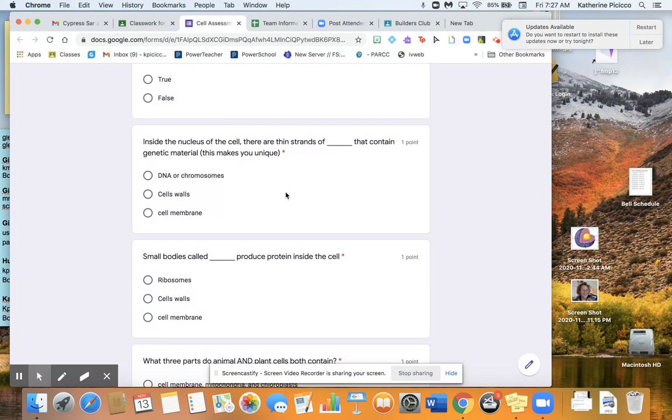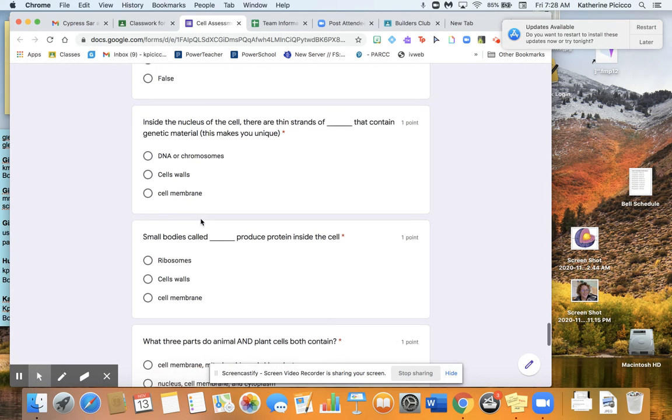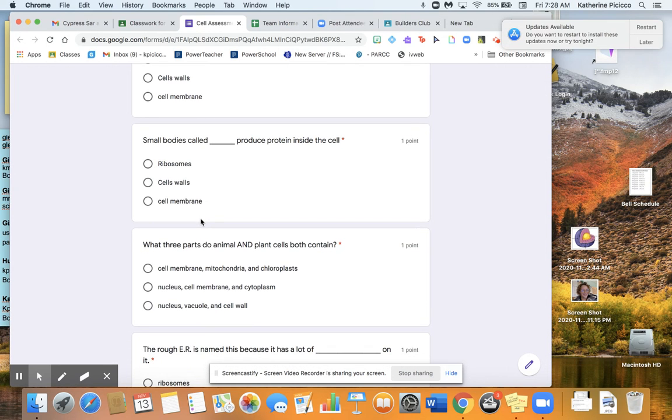Okay, next question. Inside the nucleus of the cell, there are thin strands of blank that contain genetic material, the squiggly stuff that makes you unique. What is the stuff inside the nucleus? Is it DNA or chromosomes, cell walls, or a cell membrane? All right, and the next question. Small bodies, so little circles called blank, produce protein inside the cell. So what makes proteins? Is it ribosomes, cell walls, or the cell membrane?